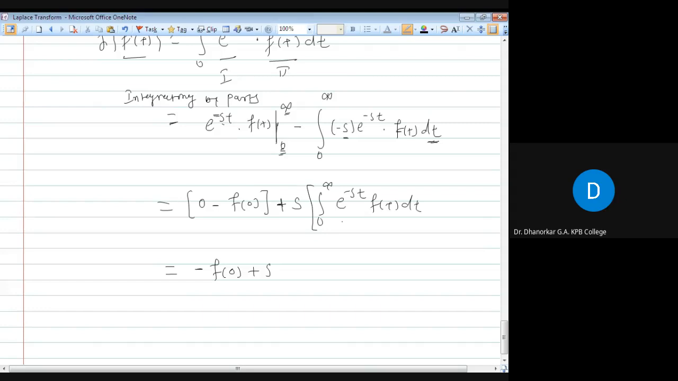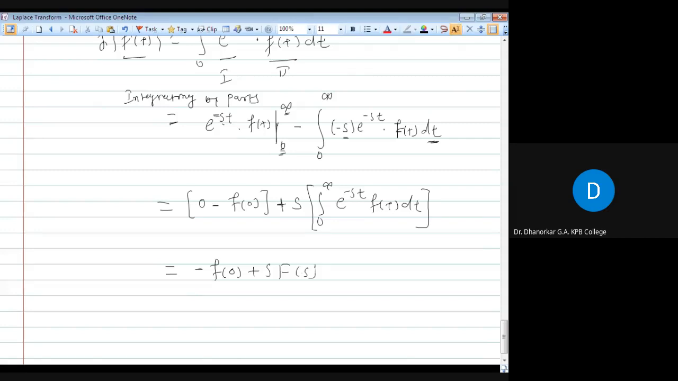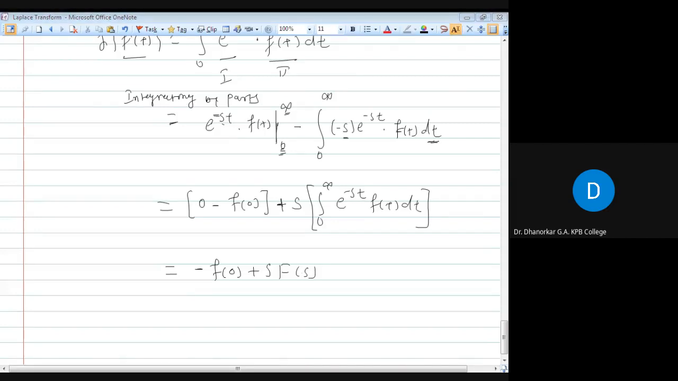Now, what is this total term? This is our F of s. Yes, this is our F of s. Means we are getting this result: this is the Laplace transform of f dash of t.